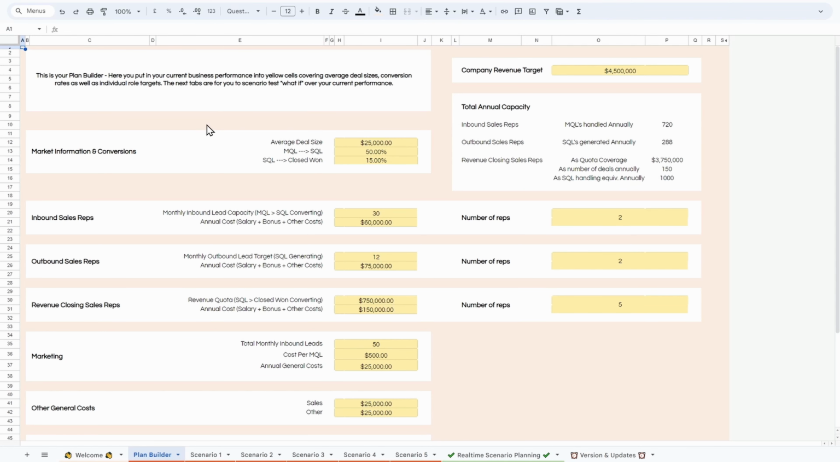This is Clevenue's scenario testing template. And what it helps you to do is to understand the impact of changes to your business and what that means for overall revenue. It does come with a few limitations in that it's a roll-up of an entire year.